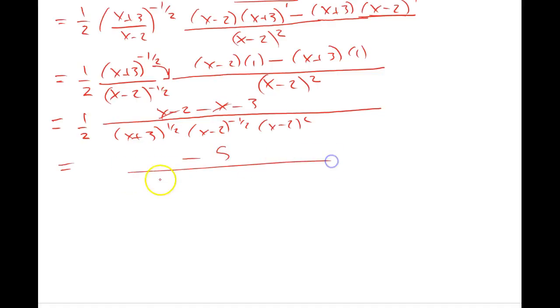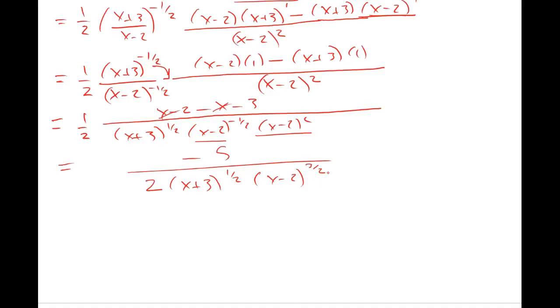And in my denominator, I've got 2. I've got (x plus 3) to the power of 1/2. And when I combine these terms here by adding exponents, I get (x minus 2) to the power of 3 over 2. And that's fine for your final answer.